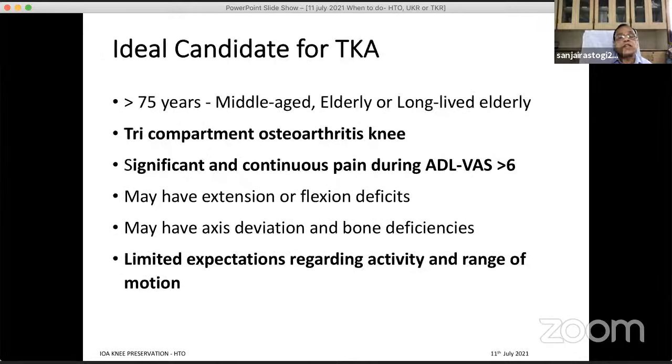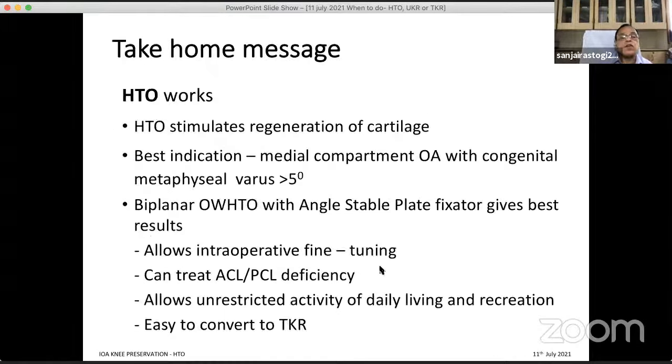Now, an ideal case for TKA, to my mind, since we have to cater to the age of 100 years, as we have seen in the age criterion, it should be above 75, and the patient should be having a tri-compartment lesion, and he should have a continuous significant amount of pain. That means VAS should be above 6, may have extension and flexion deficits, may have axis deviation and bone deficiencies. This can be very well corrected by knee replacement, but they should have limited expectations regarding activity and range of motion.